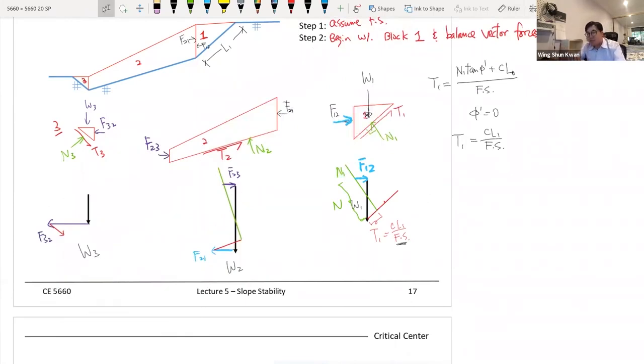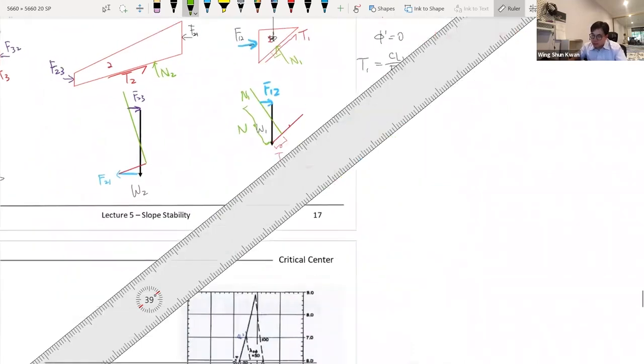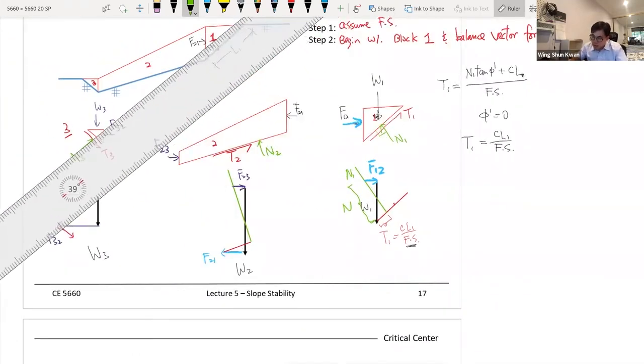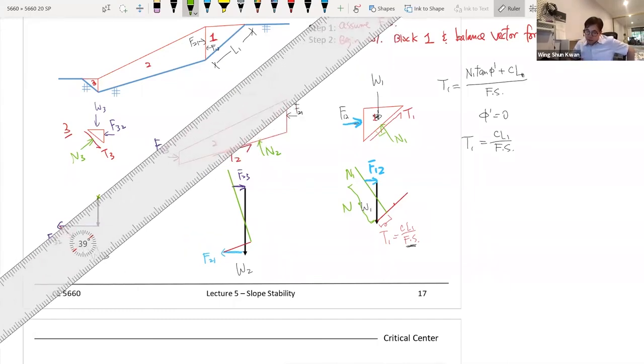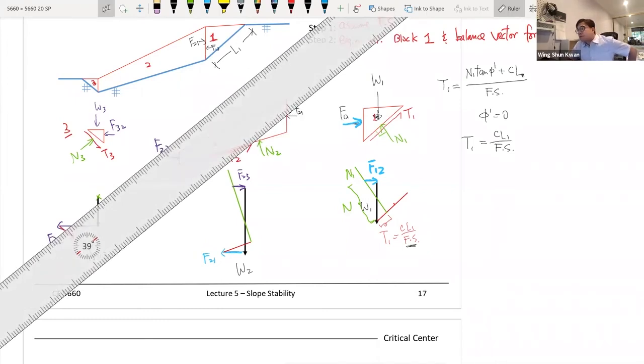So at this point, you see, this is a perfect example. If I'm at this point, and my force at the end of the day is at the right orientation, but my end is not closing back to my original point, that means the factor of safety I assumed at the beginning is not correct, and I need to redo the whole thing from the beginning, assuming another factor of safety. At the end of the day, if I do it correctly, I should be able to close my loop.